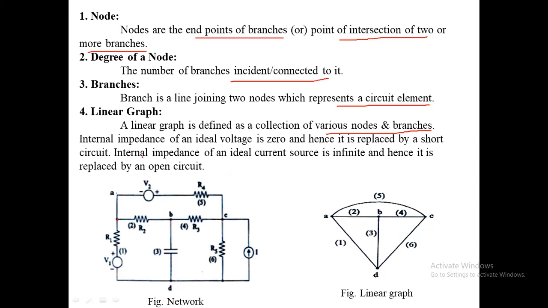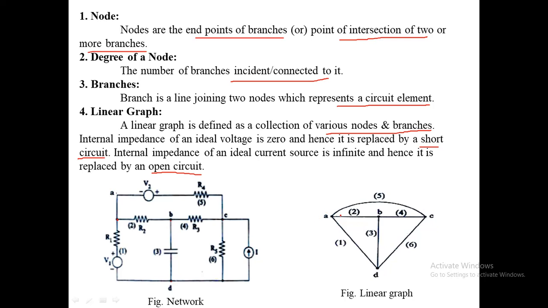In this graph, the internal impedance of an ideal voltage source is 0 and hence it is replaced by a short circuit. The internal impedance of an ideal current source is infinite and it is replaced by an open circuit. Consider this circuit diagram. Here this voltage is in series with the resistance. We can short this voltage and convert it into a single branch. This is the branch. We know that branch means circuit element. We have to convert this circuit into this linear graph.